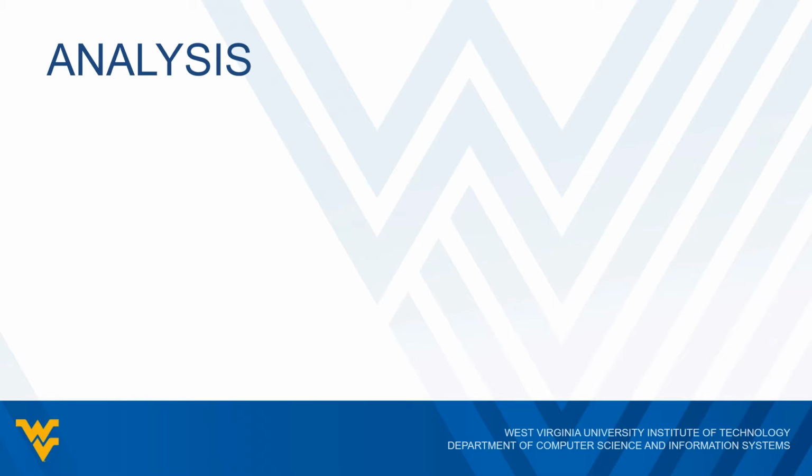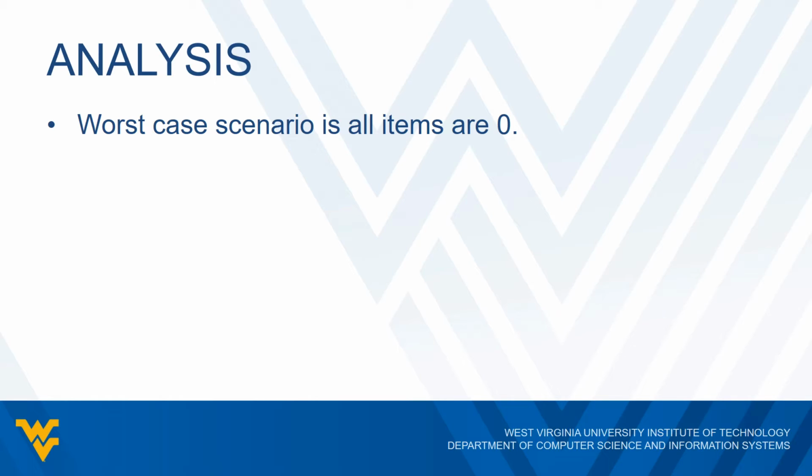Let's analyze this algorithm. We'll do the time first, just like we did before, and I'm going to ask you, what is the worst case scenario? Pause the video if you need to, and then resume once you think you know the answer. The worst case scenario here is that all items are 0.